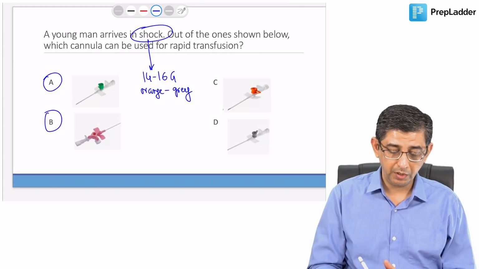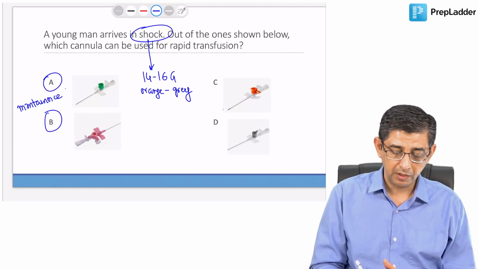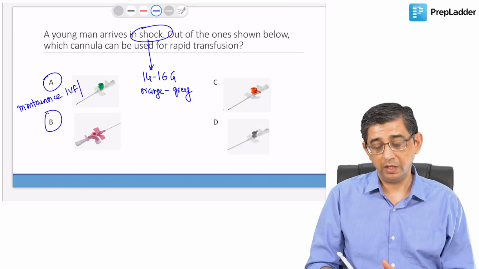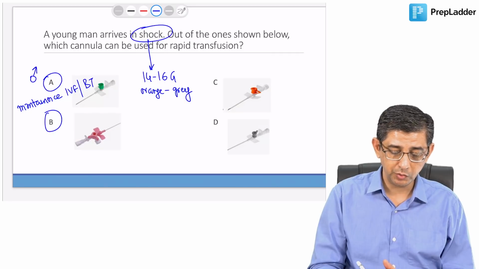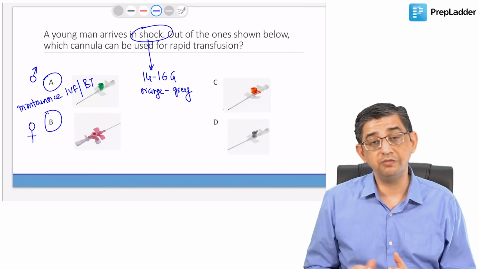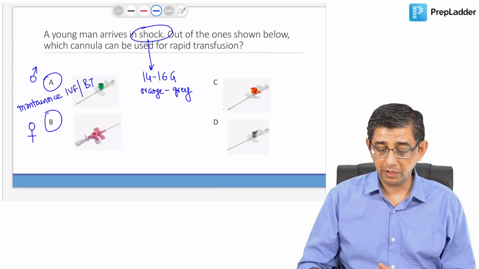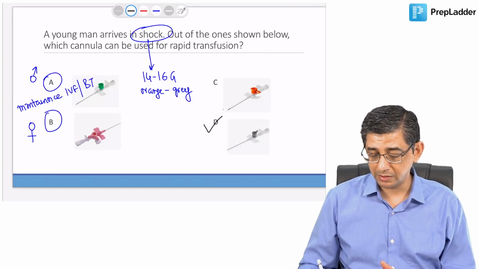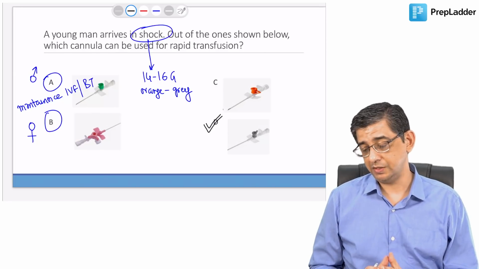Option number A and B cannot be the answer to these questions because they are normally used for giving maintenance IV fluids to the patients. Green cannula or pink cannula would be also used to give blood transfusion. It is just that the green cannula is used in a male and a pink cannula is used in a female, but for shock it would be orange versus gray. Now what to select for this question? Then I would suggest you to answer this as option number delta, though I'll leave it to the surgeon to give a final answer for this one.